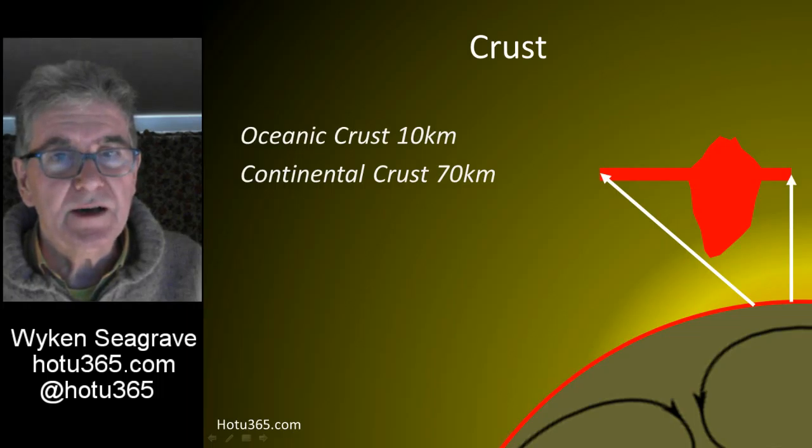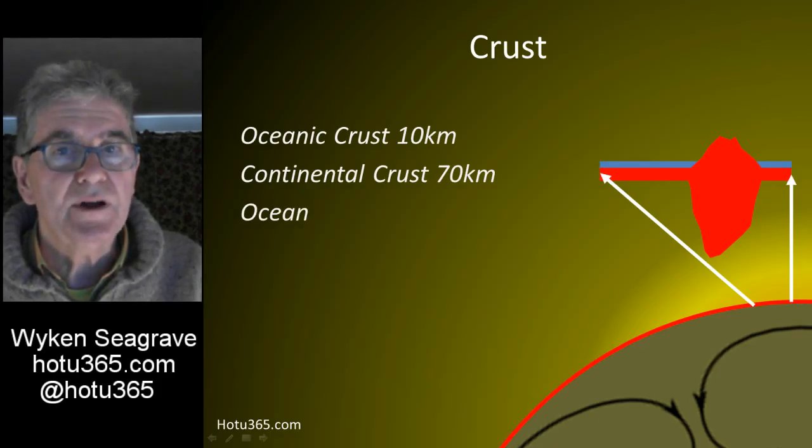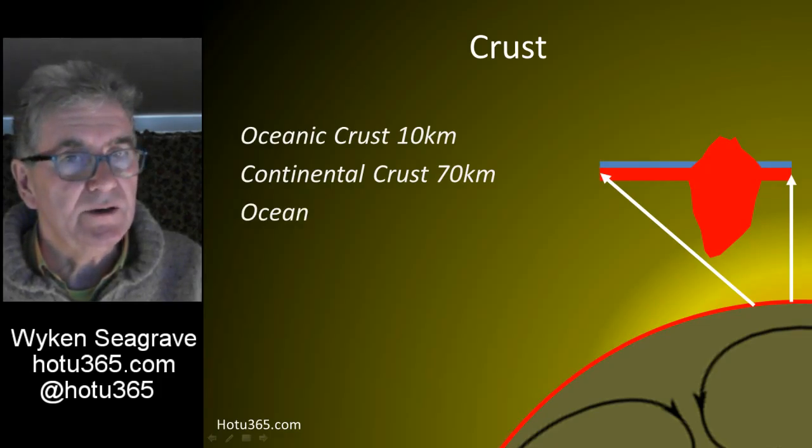Some of them stick up above the oceanic crust to form mountains, but most of them float in the mantle below. These blocks of rock are the continents, and they form the continental crust, which is about 70 kilometers thick. Rain runs off the continents and forms oceans on top of the low-lying oceanic crust.